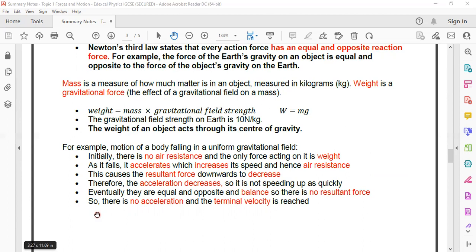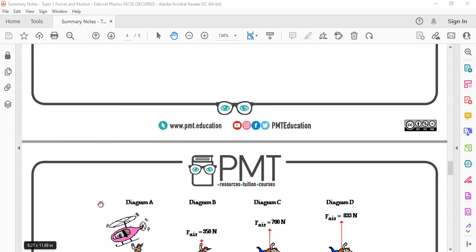Eventually, there are equal and opposite forces and they balance. So there is no resultant force. Then there comes a point where forces balance हो जाती है, and we call it a zero resultant. So there is no acceleration and the terminal velocity is reached.